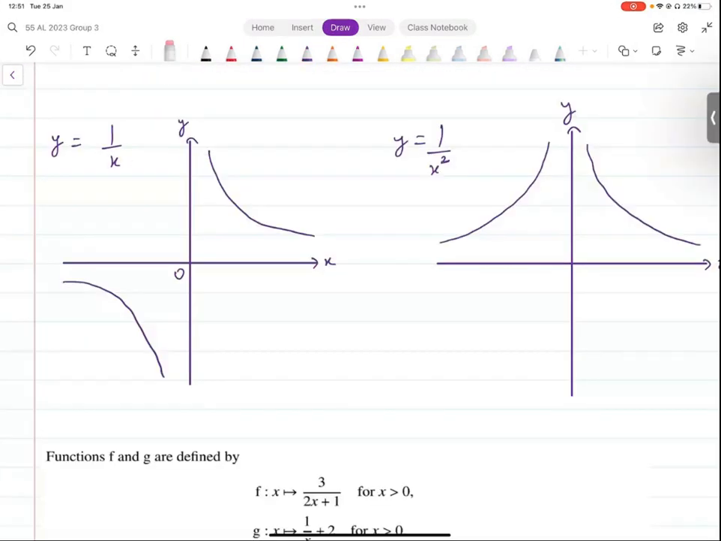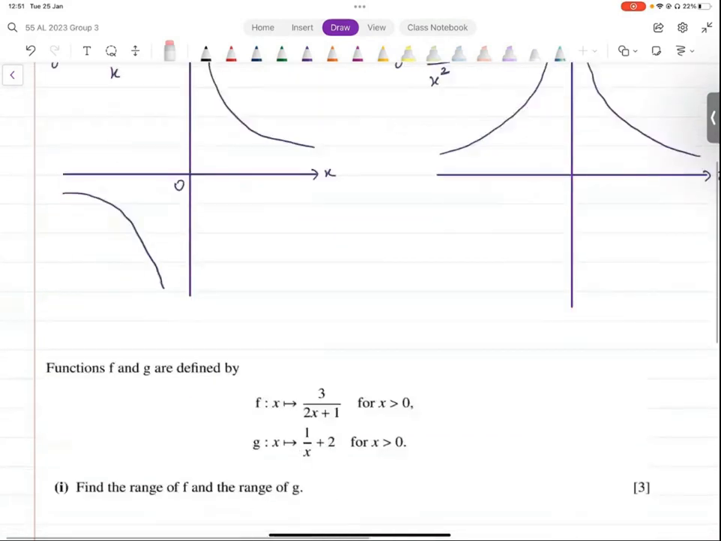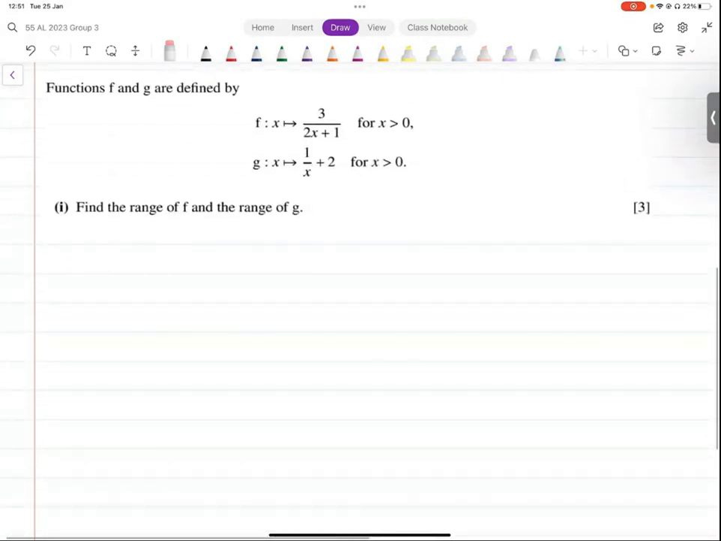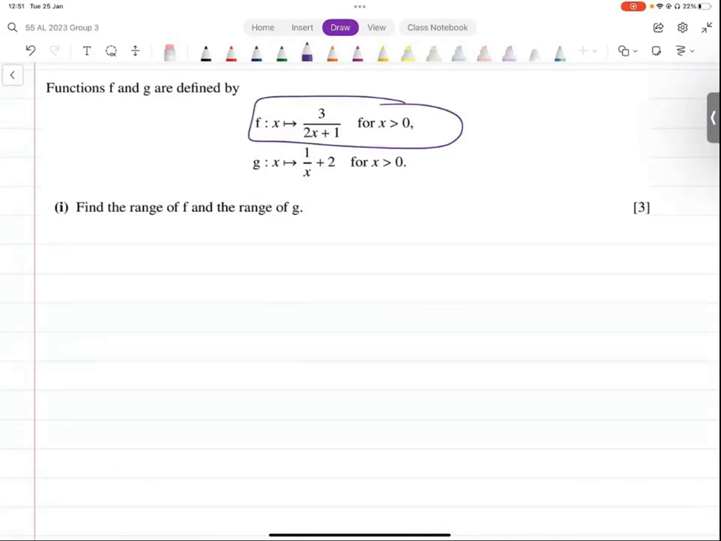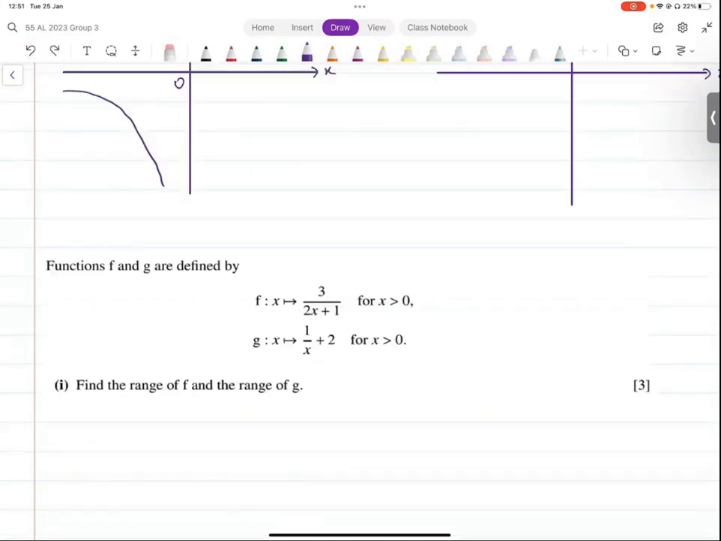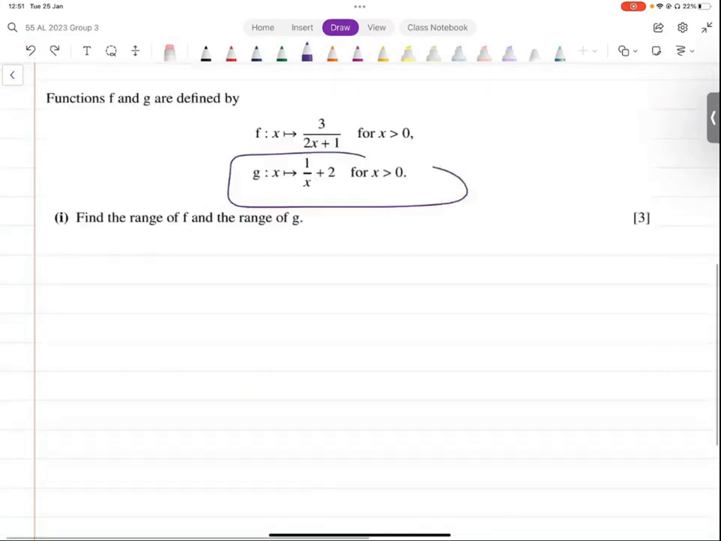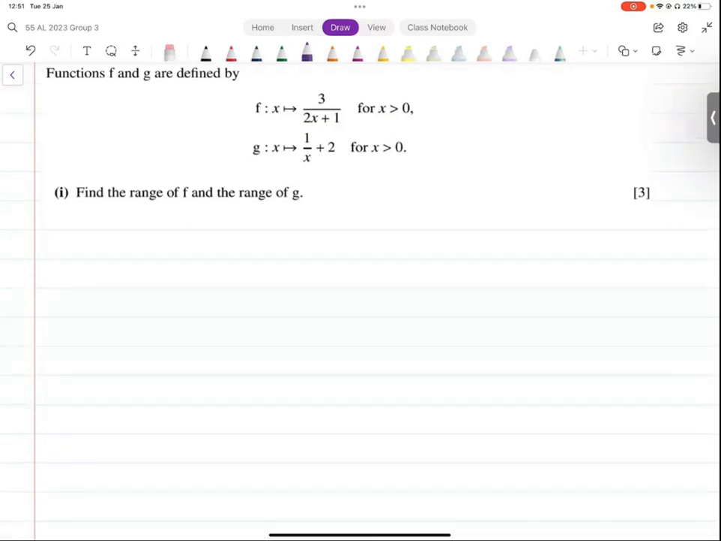Let's look at an example. Using this example, we will try to figure out कि इस तरह के functions की हम range कैसे find करेंगे. We've got these two functions here. One is f of x equals 3 over 2x plus 1, and the other is g of x equals 1 over x plus 2. Now let's look at them one by one.